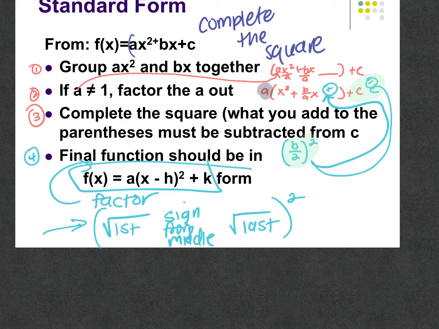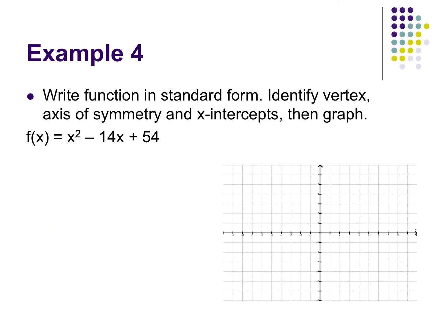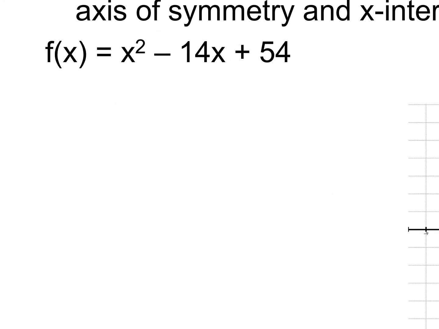All right, so some people are good with words, but most of us are better at the practice, so we're going to do that. Example 4 says to write it into standard form, identify the vertex, axis of symmetry, x-intercepts, and then graph. This is not in standard form, right? Because we have an x squared and an x. That's how we know the difference. So this is in quadratic form. So the first thing we're going to do is force it into standard form.